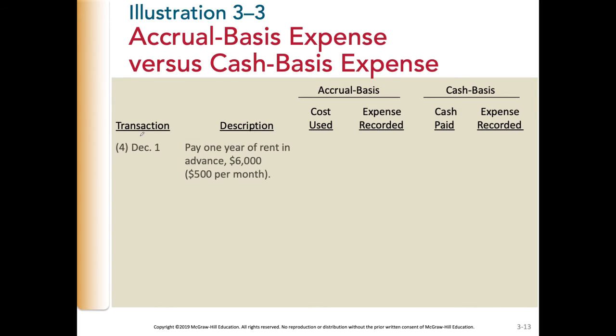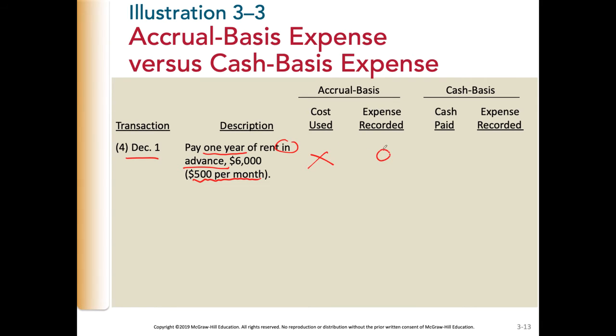Okay, transaction 1. December 1st, paid a 1-year rent in advance for $6,000, but it's $500 per month. So on December 1st you paid a whole year's rent in advance, but you know it's only $500 a month. Hence, if we are using accrual-based accounting, should this expense be recorded? No, right? Because we did not start living there. We just paid rent in advance.